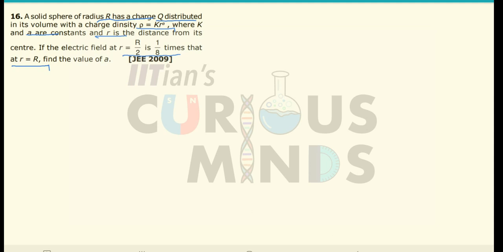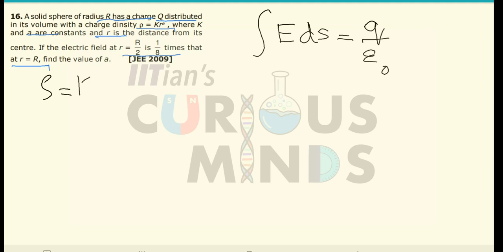Now if I consider any surface, by Gauss theorem, I can say that the electric field intensity into the integration of ds will be equal to the total charge enclosed in the surface divided by epsilon naught. So let us find out this value. The total charge here is q, which is distributed like this. The density is given by k r raised to a.